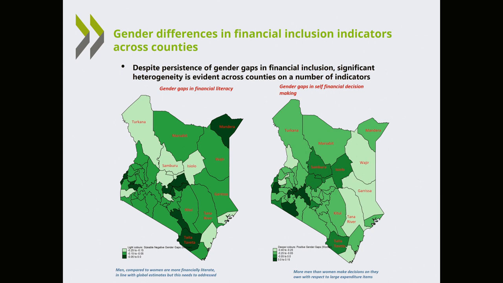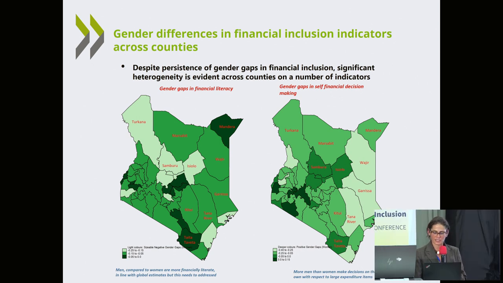So these are just food for thought, really. I don't think there's a way really to explain these results. I just think they're quite interesting in terms of showing us the variety across the counties with respect to gender and some of these drivers of financial inclusion and markers of financial inclusion between women and men.